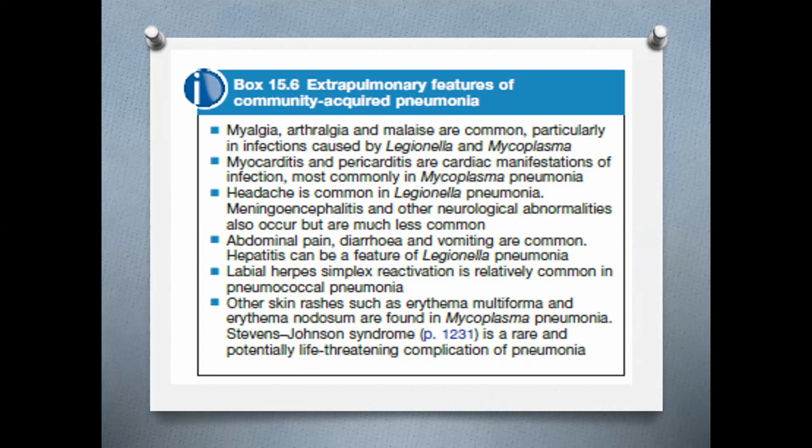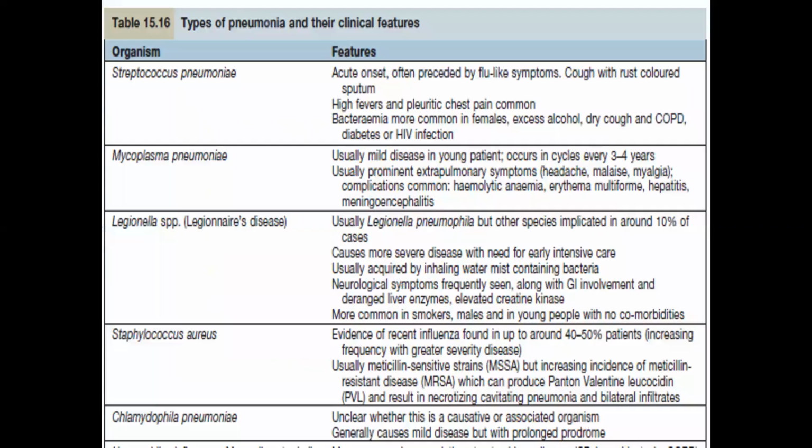Labial herpes simplex reactivation is relatively common in pneumococcal pneumonia. Other skin rashes such as erythema multiforme and erythema nodosum are found in Mycoplasma pneumonia. Stevens-Johnson syndrome is a rare and potentially life-threatening complication of pneumonia. So these are different causes of pneumonia and their clinical features.